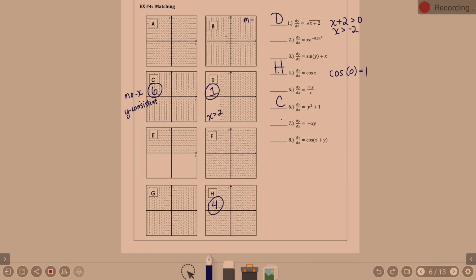Well, -1 times 1 is a negative, times a negative makes it a positive. Do I have positive slopes here? Yeah. So you can kind of look by a quadrant here. You can look by quadrant.